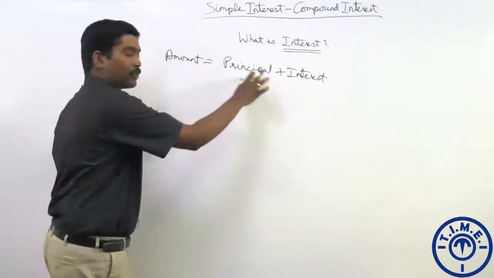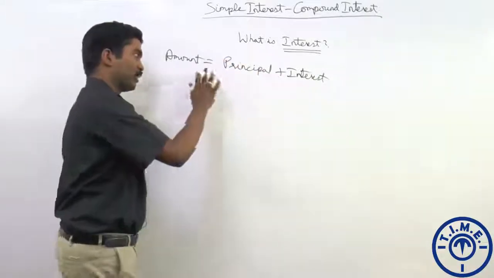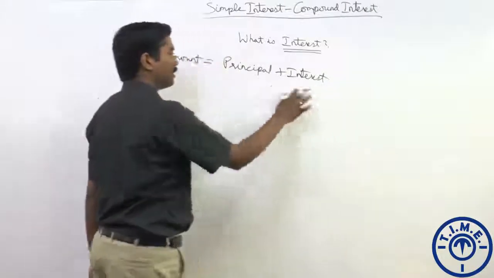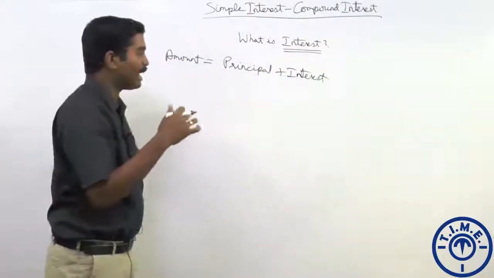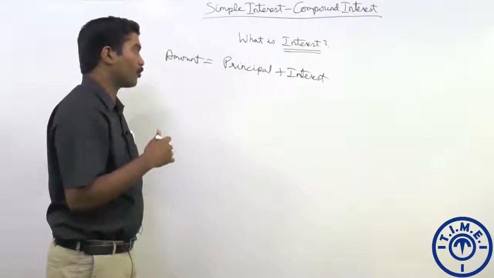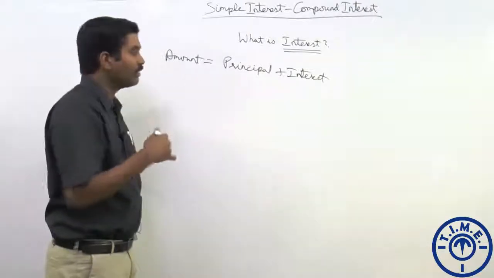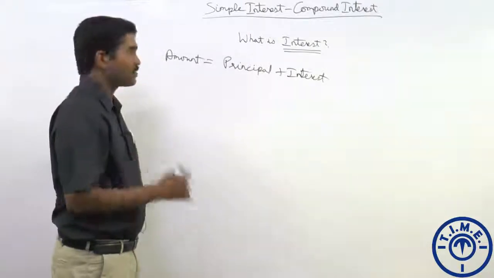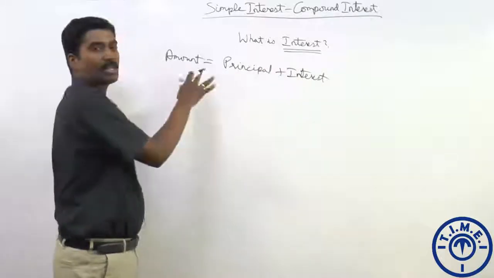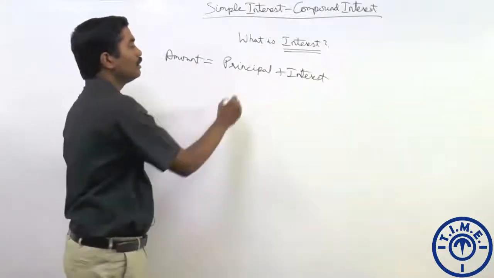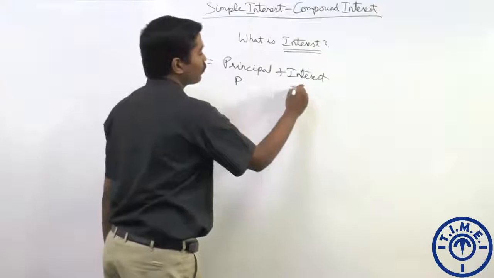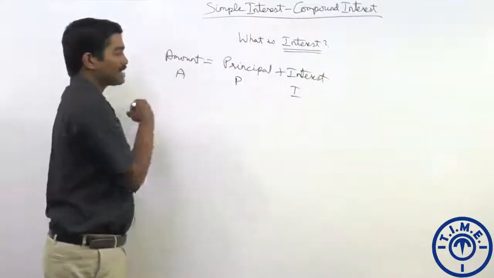The amount that is lent out or the amount that is borrowed is called the principal. The amount of money that you are paying in addition to what you have borrowed or whatever you are receiving when you lend out is called the interest. Principal plus interest, the total amount is usually referred to as amount. This one referred to as P, this one referred to as I, and this one is referred to as A.